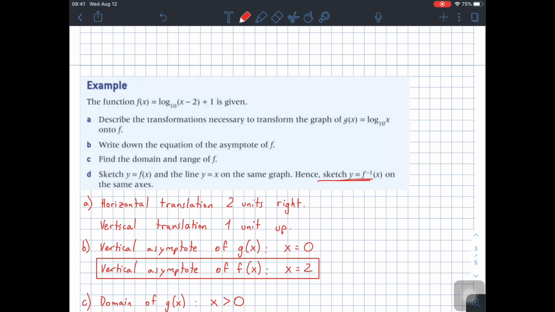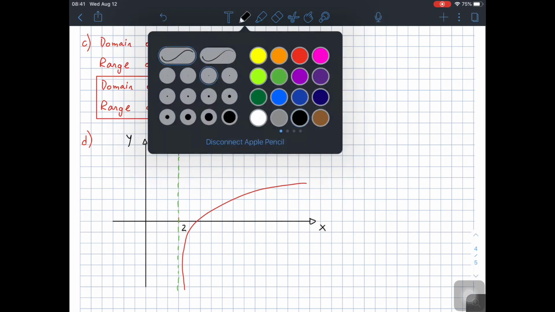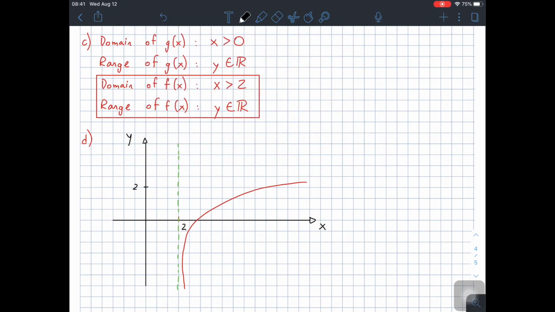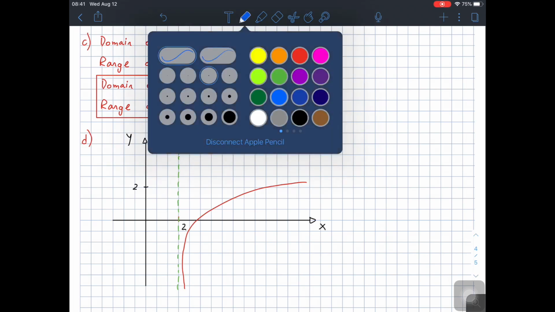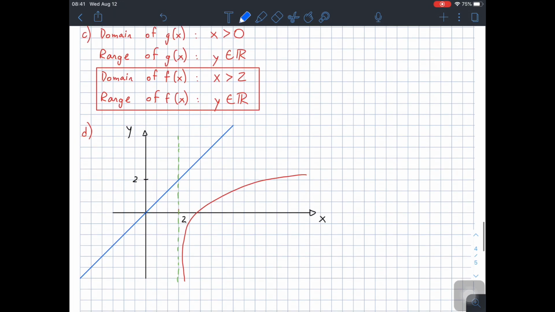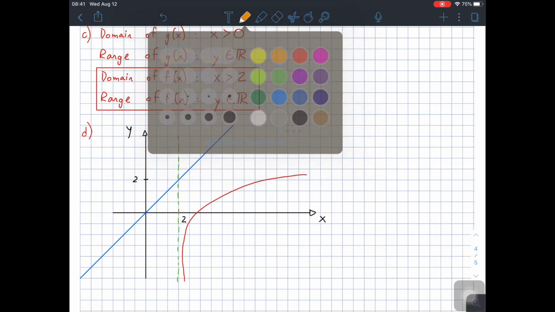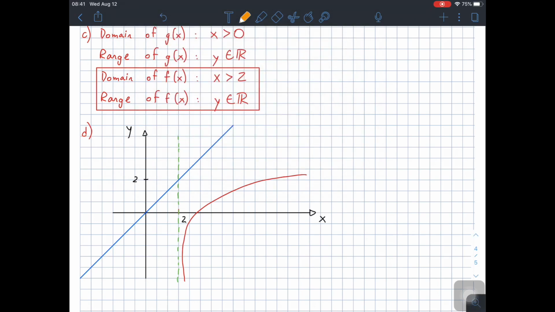And then if I do the line y equals x, sketch the inverse, the thing is I changed my scale here. So 2 should be right here. So the line y equals x should be right here. If I extend this, we're going to get this line. There you go. So that's the reflection line. So the exponential function, the inverse function, should look something like this.